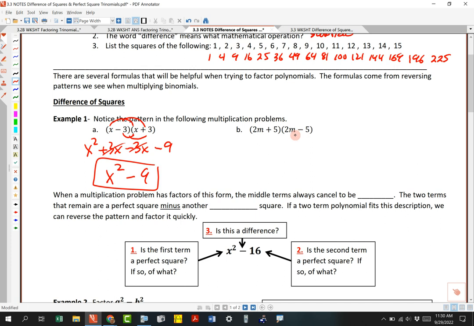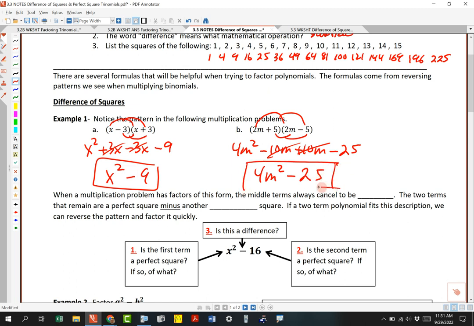So if we take a look at the next one, this one's a little bit more complicated, but you'll notice that the structure's the same. When I multiply here, I get 4m squared. When I multiply there, I get negative 10m. Then the 5 gets its turn being multiplied. That's going to be a positive 10m and a minus 25. And Lydia, what happens to those middle terms? They cancel out because they're opposites. So I end up with a 4m squared minus a 25.